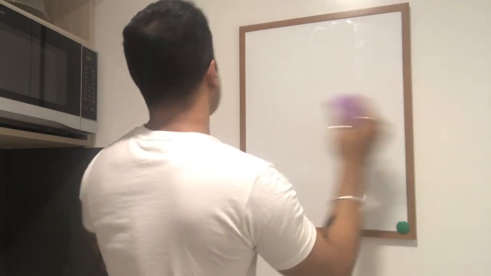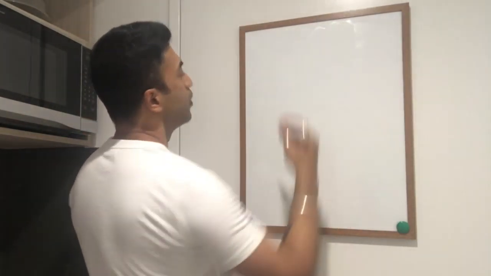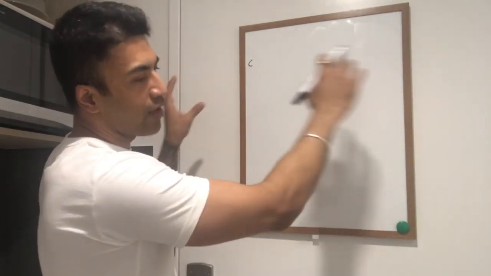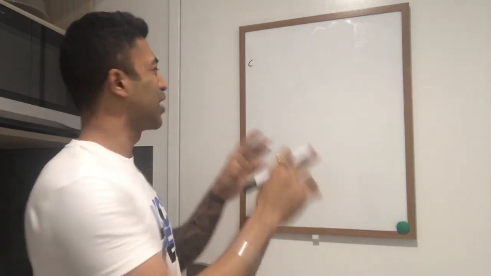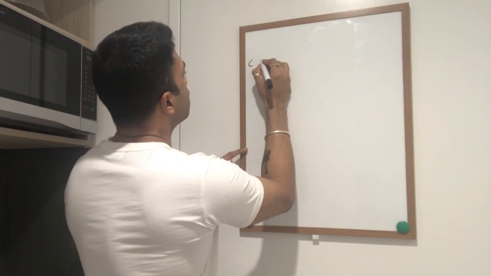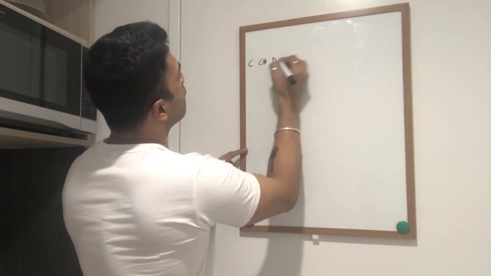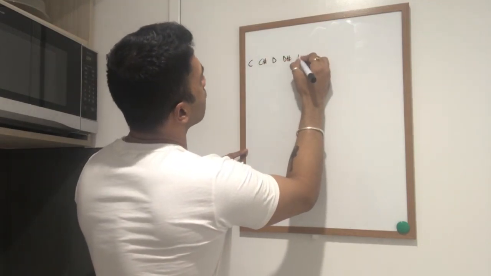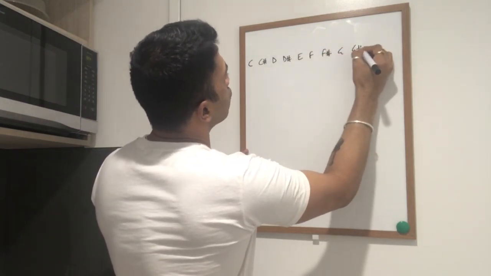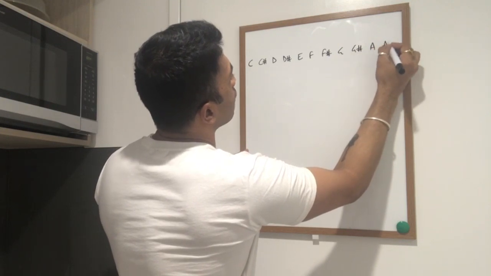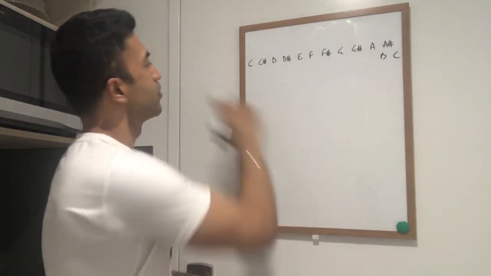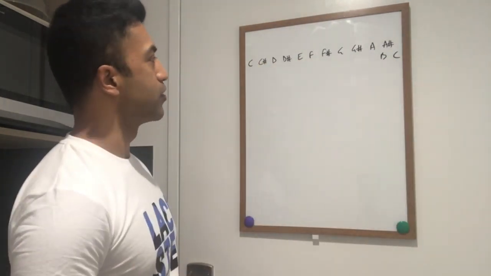So let me just write down those 12 notes again. So there's a C, and now because I have limited space, I'll be using just one accidental. So I won't be saying C, C sharp / D flat. I'll just say C and C sharp. Okay, C, C sharp, D, D sharp, E, F, F sharp, G, G sharp, A sharp, B, and a C. Alright, so this is all the 12 notes in sequence.